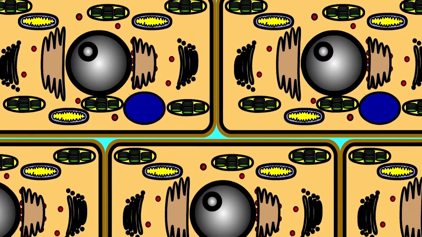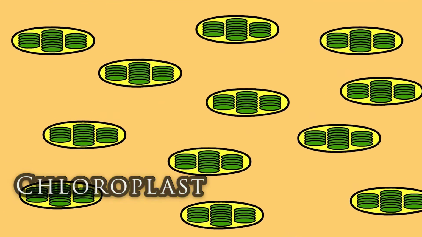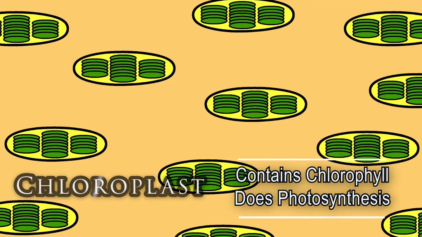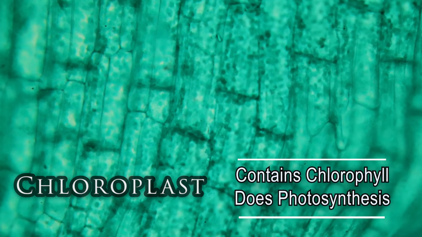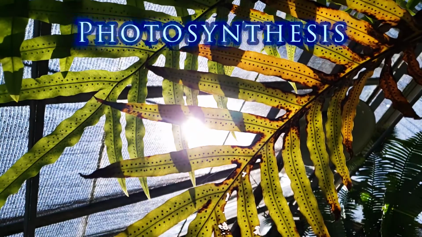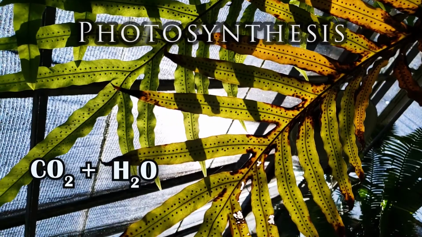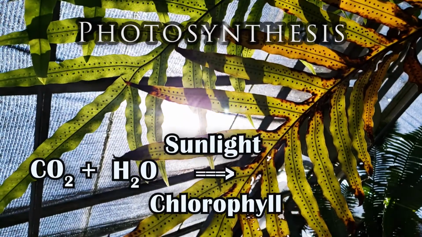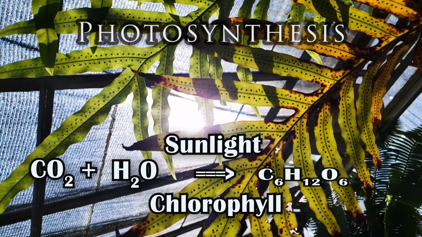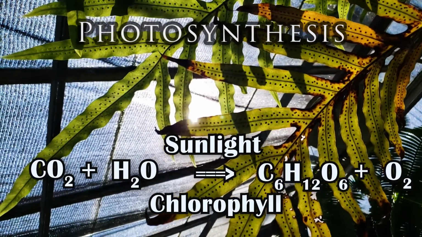Good idea. Another organelle that plant cells have that animal cells don't are called chloroplasts. Chloroplasts contain a green pigment called chlorophyll. Chlorophyll is what gives a plant the ability to do photosynthesis. During photosynthesis, plants take carbon dioxide in through their leaves. They take water in through their roots. With the help of sunlight and chlorophyll, they produce glucose and oxygen. Glucose is their food. The oxygen is released into the atmosphere.